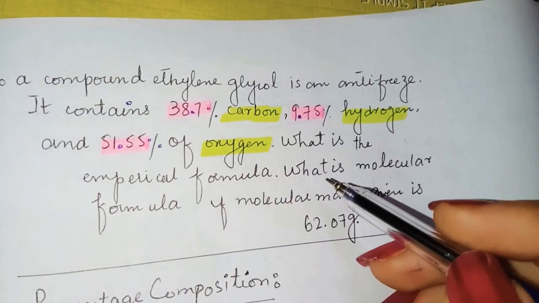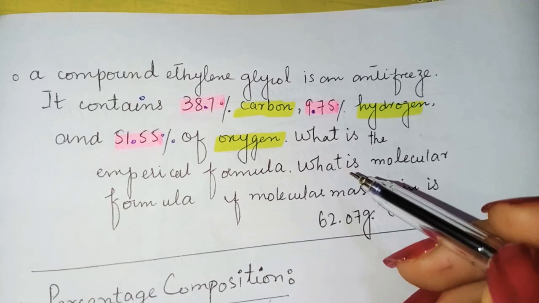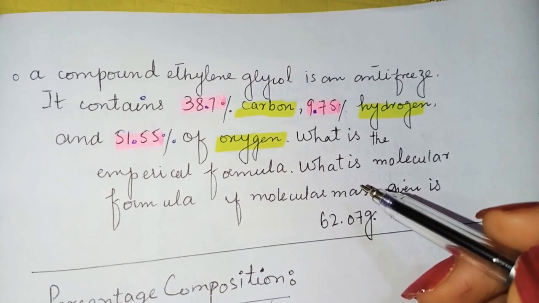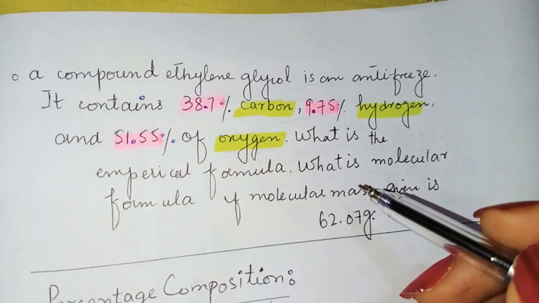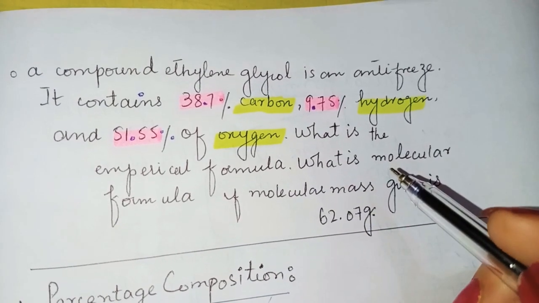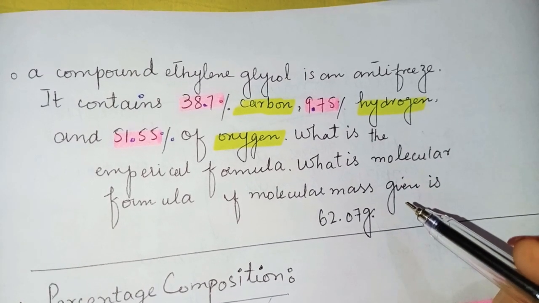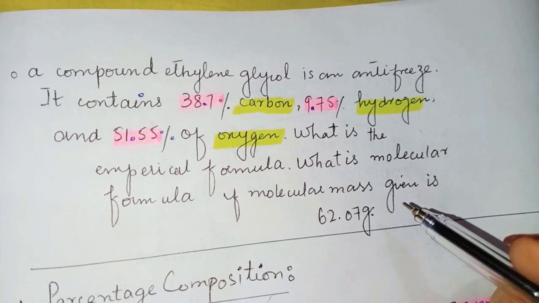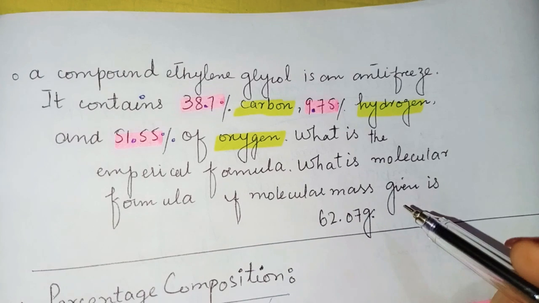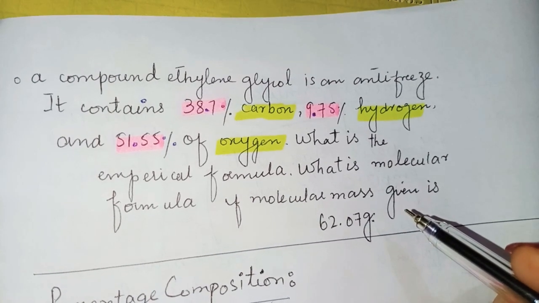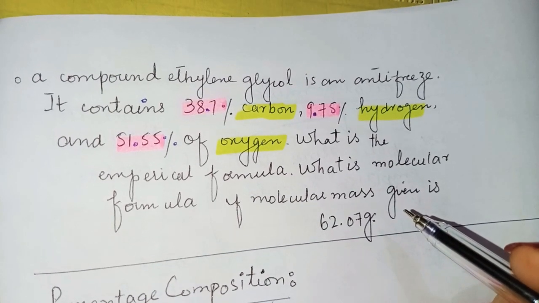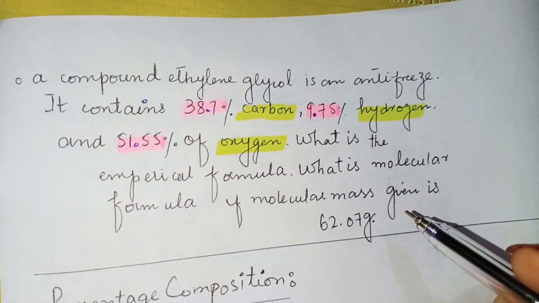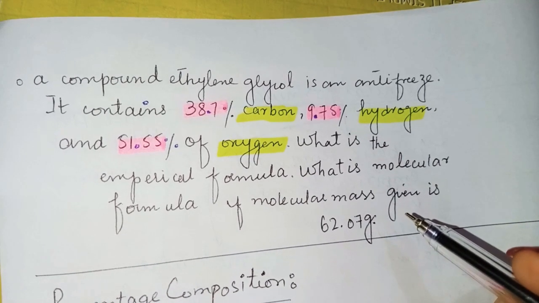We have a numerical, and I'm going to show you how to derive the empirical formula using the percentage composition. A compound, ethylene glycol, is an antifreeze. It contains 38.7% of carbon, 9.7% of hydrogen, and 51.55% of oxygen. What is the empirical formula, and what is the molecular formula if the molecular mass given is 62.07 grams?